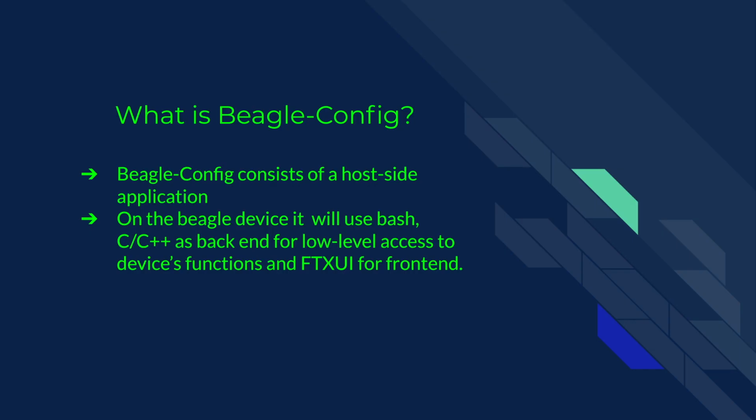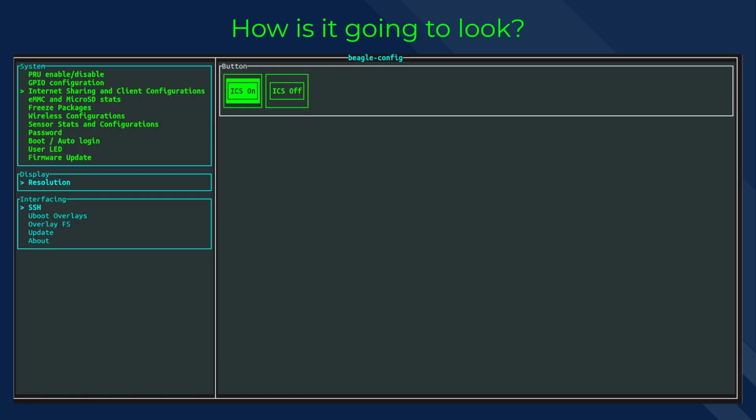And that's where we arrive at BeagleConfig. It consists of a host-side application and a terminal UI on the board side. It will use C, C++, and bash scripting for low-level access to device functions and FTXUI for front end. So it's going to look something like this. Isn't it cool?